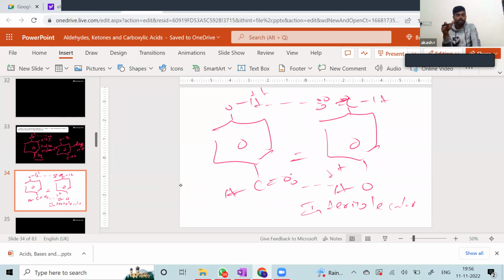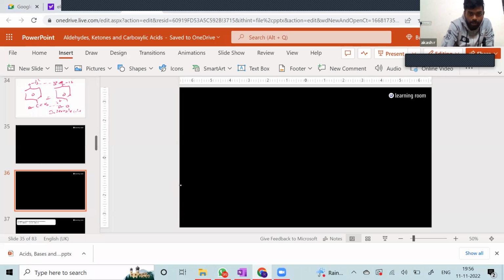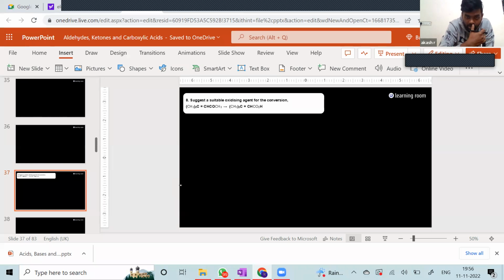Okay. So whenever intermolecular hydrogen bonding is happening, high boiling point, high melting point will be there. Intramolecular hydrogen bonding is always going to have lesser boiling point and lesser melting point because it is weaker. Okay. That is how you answer this question. Right. Next, moving on. Suggest a suitable oxidizing agent for this conversion.